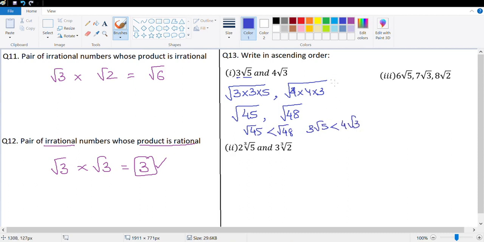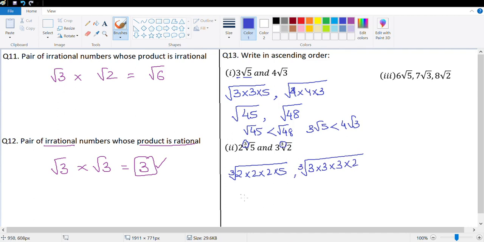Next one. In this case, the power is the same. So this is 2 root 2 multiplied with third root of 5 and 3 multiplied with third root of 2. So let's take 2 inside. So this is 2 into 2 into 2 because this is the third root multiplied with 5. That's the first number. And the second number is 3 into 3 into 3 multiplied with 2. And this is the third root.